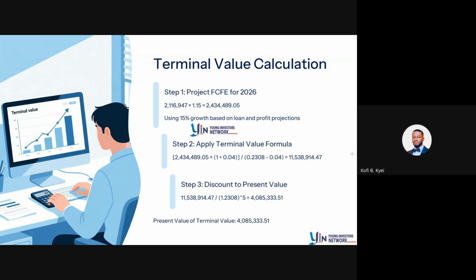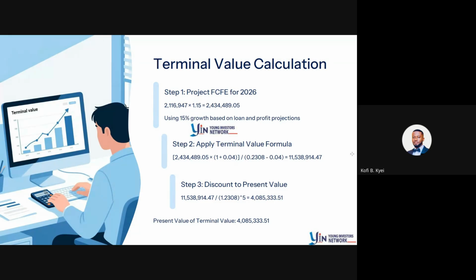With this approach, if you are using percentage, use percentage for all, but for simplicity's sake, try and convert them into decimal. So you can see 23.08 is now 0.2308, and the terminal growth rate is 0.04 instead of 4%. If you use 4% in one breath and use a decimal in another, you get a wrong figure. So the terminal value for GCB is 11.5 billion.